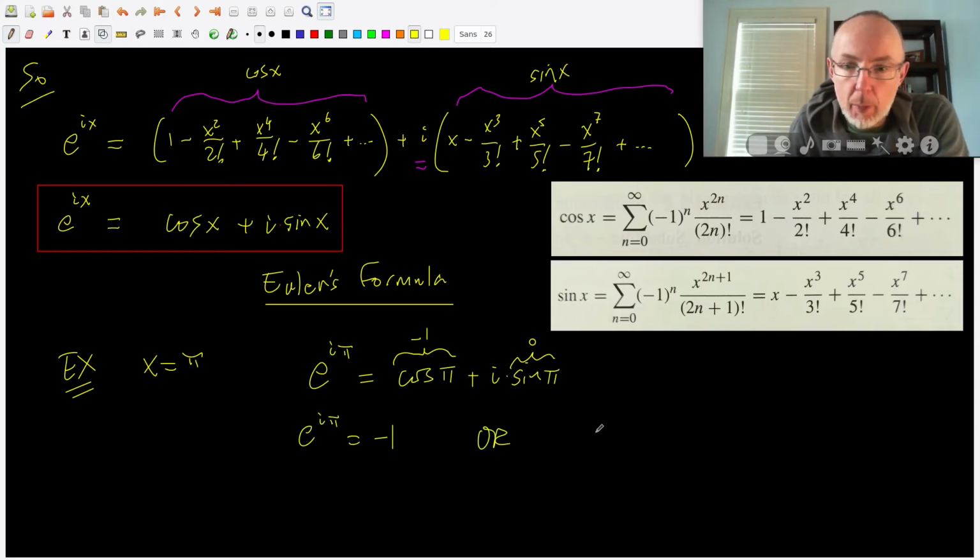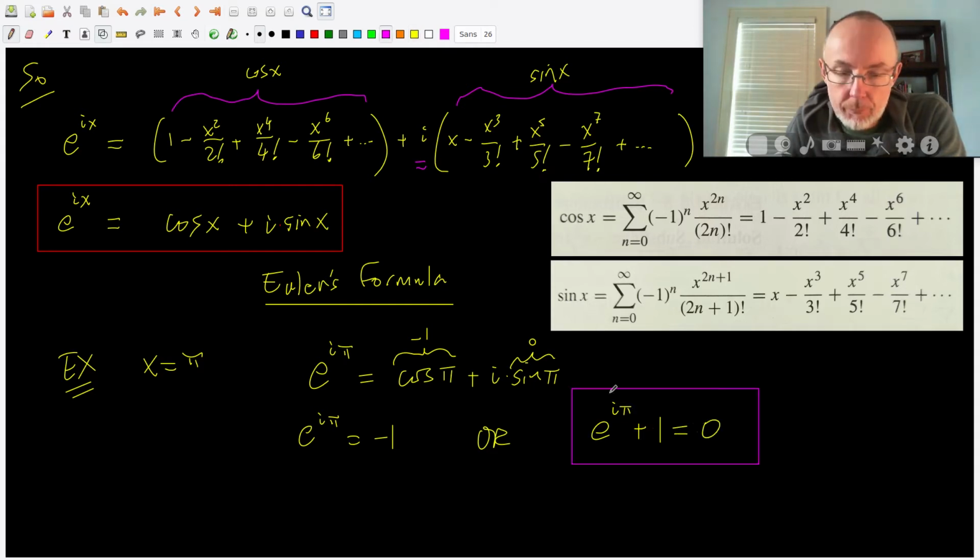Or another way you might have seen it is this formula that connects all of the fundamental basic constants of mathematics in one formula: e to the i pi plus 1 is equal to 0. So we've got the 1 in there and the pi and the exponential. And it's quite surprising that this connection exists.